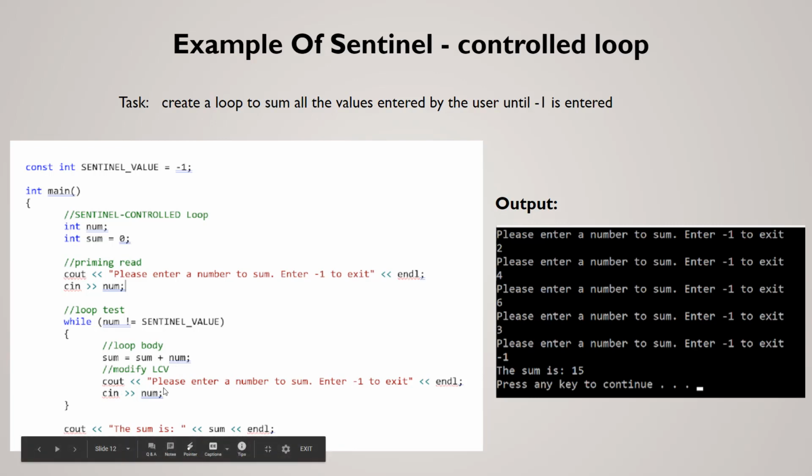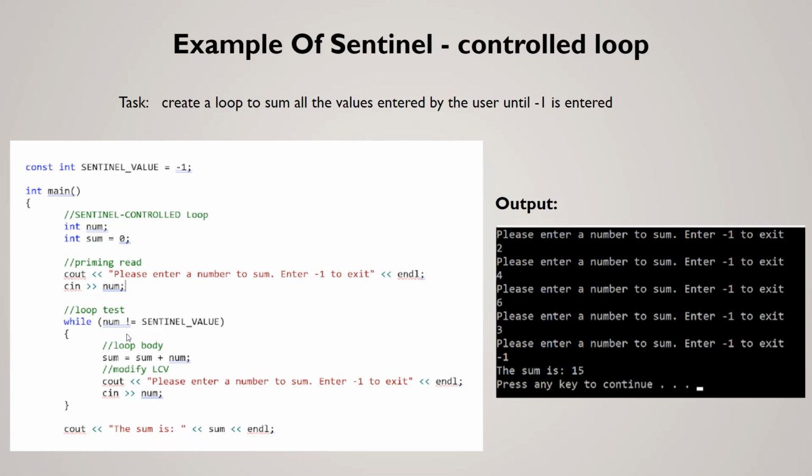And then we see out, please enter a number to sum, enter -1 to exit. Just the exact same thing as our priming read was up here. Our modify LCV is down here. So the user inputs another number, 4 in this case. We go back up. Is 4 not equal to -1? Well, that's true. So we keep going.